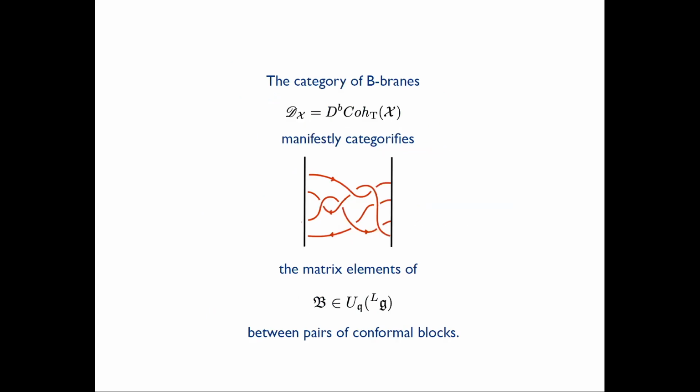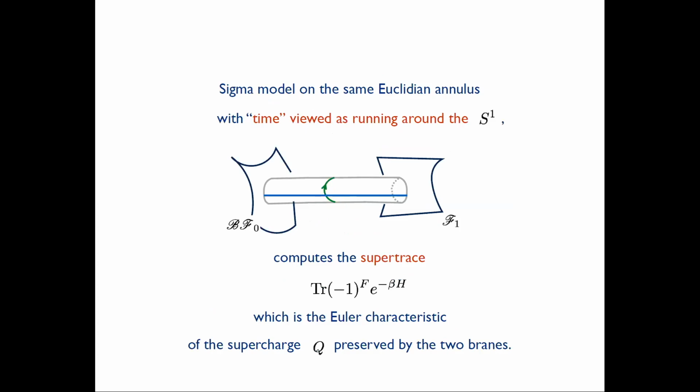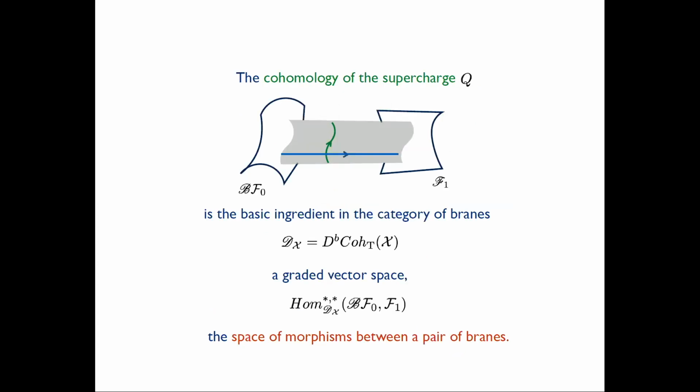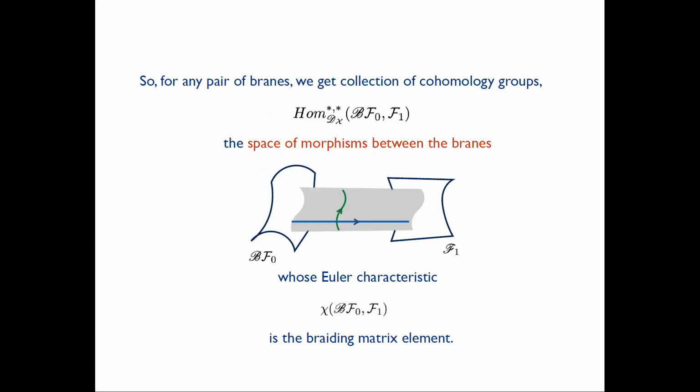So the category of branes is manifestly categorifying matrix elements between pairs of conformal blocks. The reason it does so is that the sigma model on the same Euclidean cigar, where instead you view time as running around the circle, computes the supertrace, which is the Euler characteristic of the homology of the supercharge preserved by the pair of branes. That homology of the supercharge is the basic ingredient in the category of branes, the vector space of morphisms. So for any pair of branes, we get homology groups whose Euler characteristic is the matrix element.